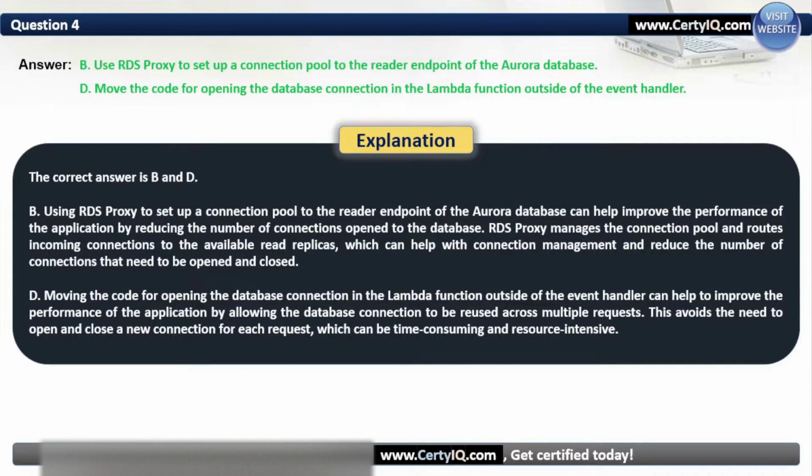About option B, using RDS Proxy to set up a connection pool to the reader endpoint of the Aurora database can help improve the performance of the application by reducing the number of connections opened to the database. RDS Proxy manages the connection pool and routes incoming connections to the available read replicas, which can help with connection management and reduce the number of connections that need to be opened and closed.